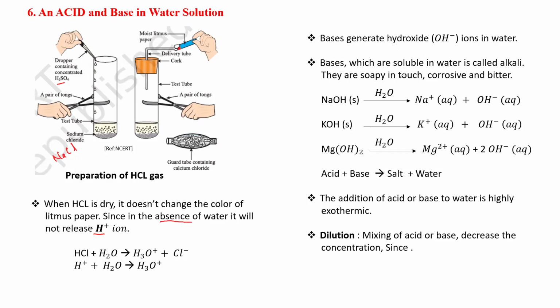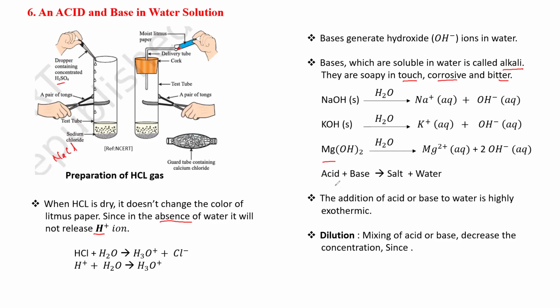So bases generate hydroxides in water. The bases which are soluble in water are called alkalis. These alkali solutions, the soluble bases, are soapy to touch, corrosive and bitter. Like sodium hydroxide, which mixes with water and produces Na+ and OH-. Then you have KOH, K+ and OH-, and Mg(OH)2, the magnesium hydroxide that is also called milk of magnesia, giving Mg2+ and OH-.